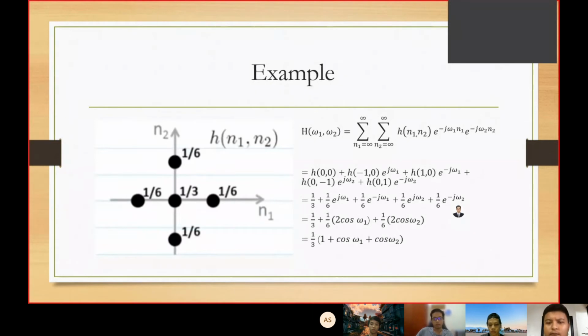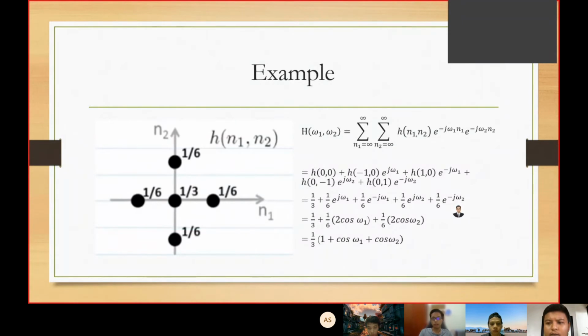So for example, on the left figure, you can see there are 5 plots in the K-space. So here, you use the first formula, the H(omega 1, omega 2). In order to get H(n1, n2), n1 n2 comes from the plot of the dots. So there are (0,0), (negative 1,0), (1,0), (0,1), and (0, negative 1).